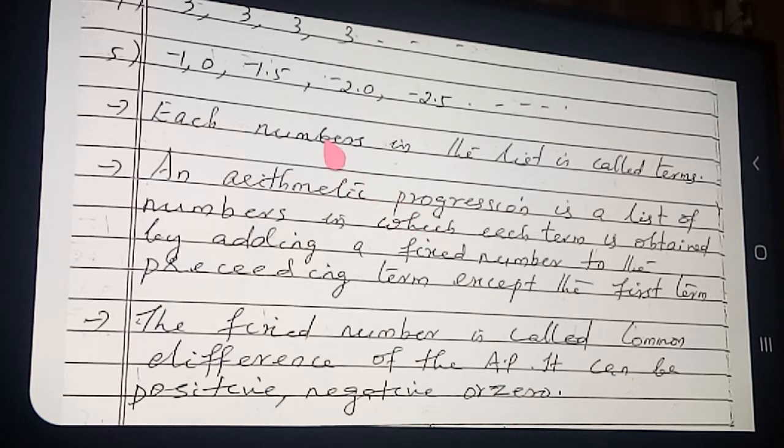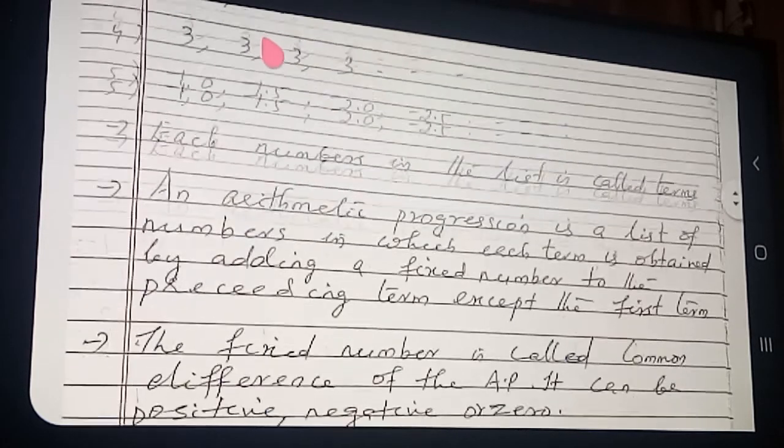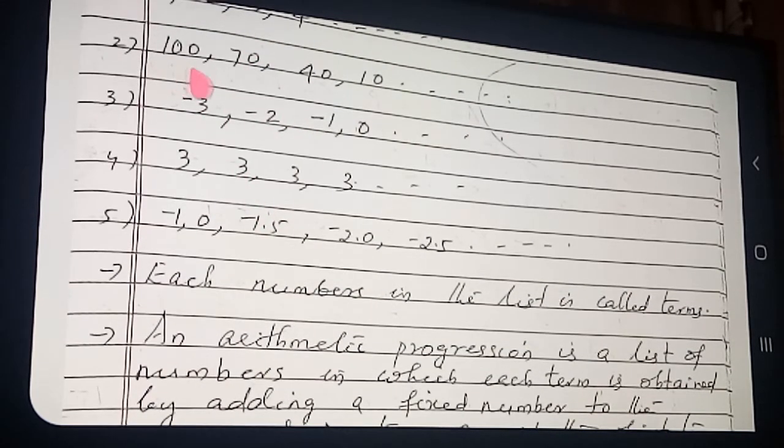Again we will go to the number sequence. See here the number sequence again. Above, see here, what is the common difference coming? 70 minus 100, how much is coming? Minus 30. 40 minus 70, how much is coming? Minus 30. So here the common difference is negative, no.